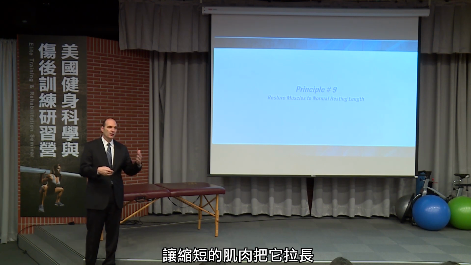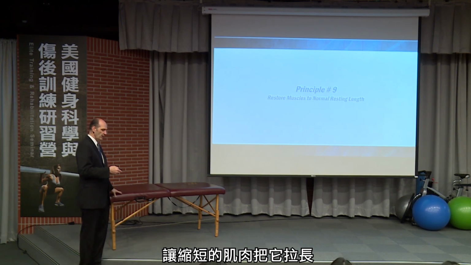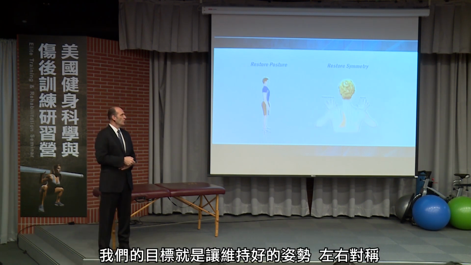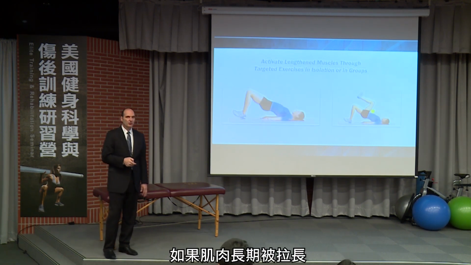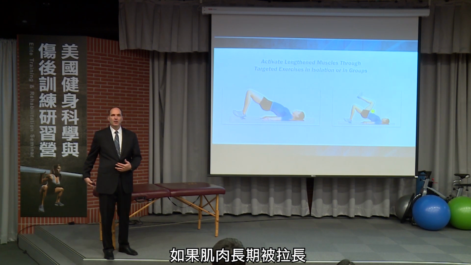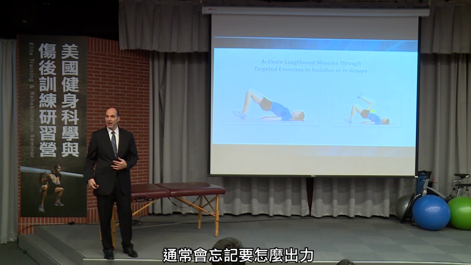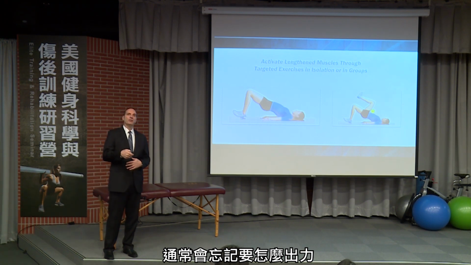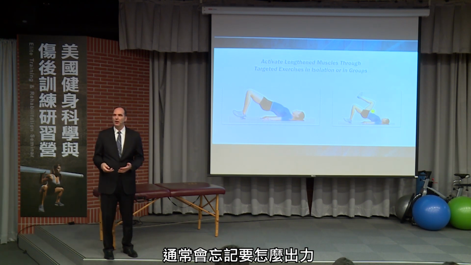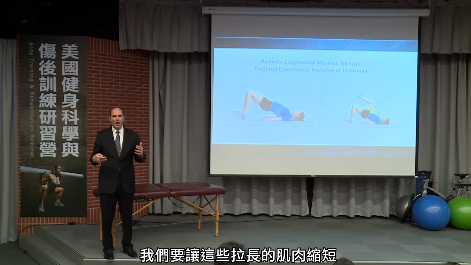So we were just talking about lengthening the shortened muscles. So this is what we're going to try. This is the goal: correct the posture, correct the symmetry from one side to the other, equal on each left side and right side, and excellent posture. If the muscles are too long, in this case, the gluteus muscles are too lengthened out, which is very common, they sometimes forget how to work. Lengthened muscles tend to become very quiet, and they need to be reactivated.